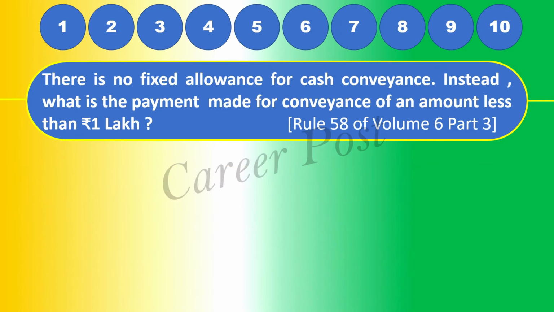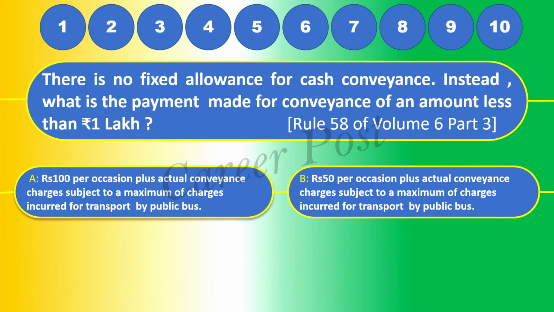There is no fixed allowance for cash conveyance. Instead, what is the payment made for conveyance of an amount less than 1 lakh from SO to BO? For example, Rule 58 of Volume 6, Part 3. A, 100 rupees per occasion plus actual conveyance charges subject to a maximum of charges incurred for transportation by public bus.